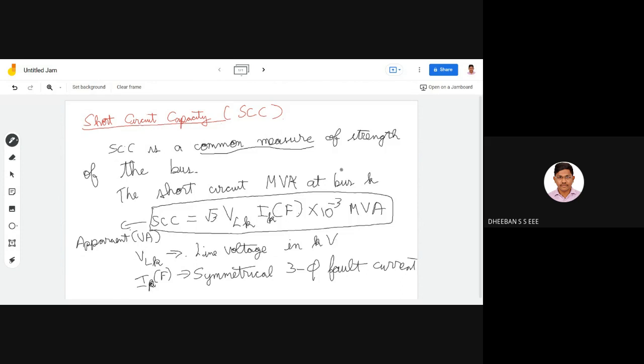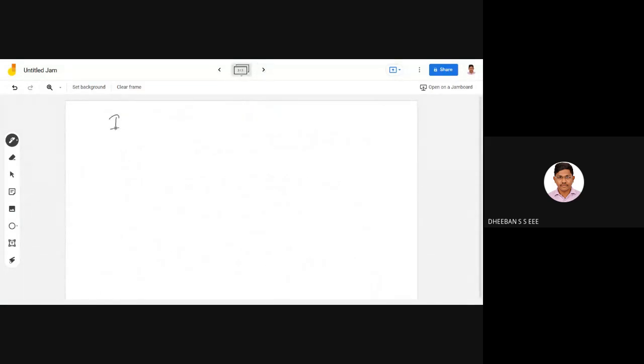Now the question arises: how is it possible to find the value of I_FK, the fault current? It is necessary to find the fault current. You can represent your fault current in per unit as V_K(0) divided by X_KK, which is derived from Ohm's law.